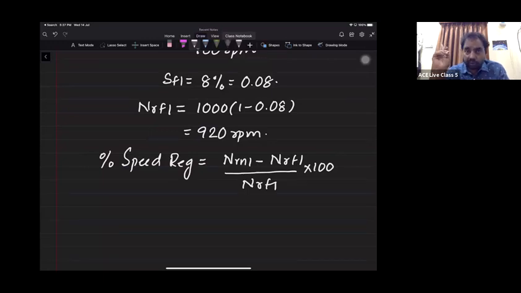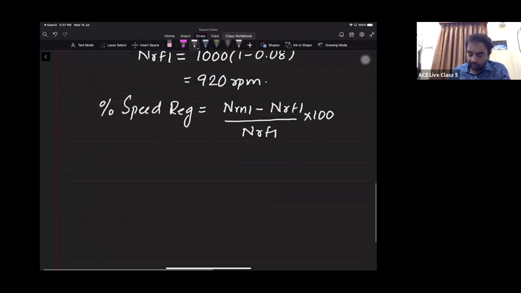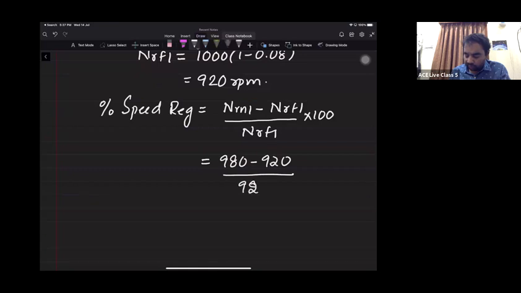But when I'm talking about generators or these motors, whatever the speed or voltage that is given is the full load value, so that is the reason you have to go for full load. So in case of motors, it is full load. Why? Because if you look at the nameplate details, whatever speed is given is the full load speed. So here it is 980 minus 920, divided by 920, into 100. Can you please tell me what is the answer for this?